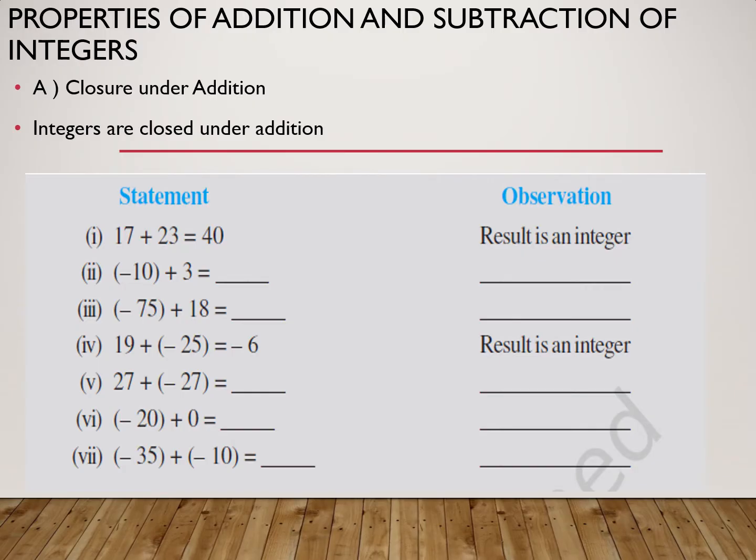Now, properties of addition and subtraction of integers. The properties are closure property. First we will discuss what do we mean by closure property. Closure means, suppose we have a set of numbers. Suppose we're dealing with integers. Suppose this is a box of integers. We have two numbers inside the box. We have two integers inside the box.